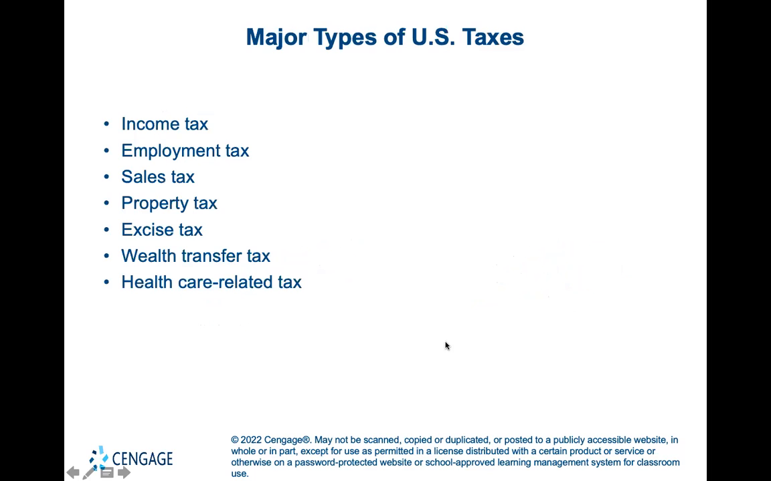Progressive. Okay. Major types of U.S. taxes: there's the income tax, employment tax, sales tax, property tax, excise tax, wealth transfer tax, and then healthcare related taxes. So these are all taxes that we look at in the U.S.